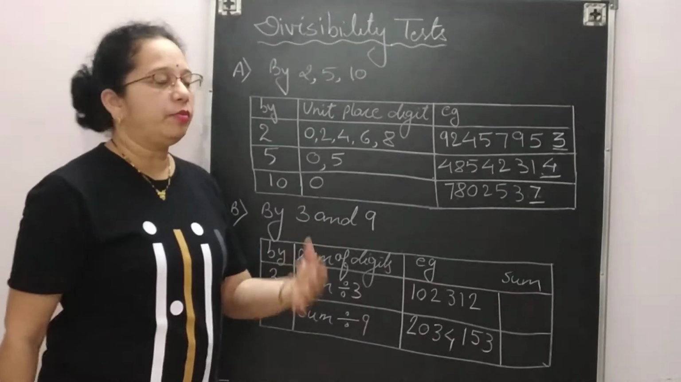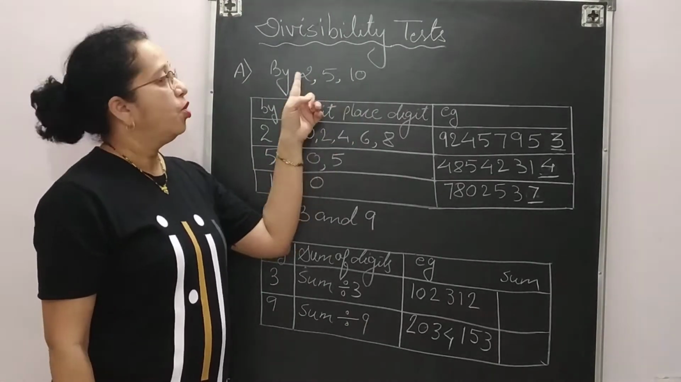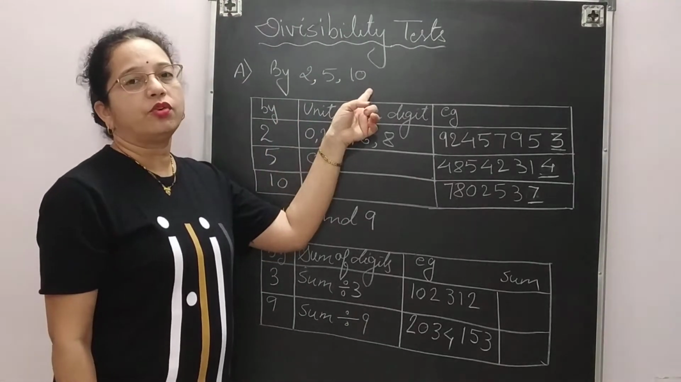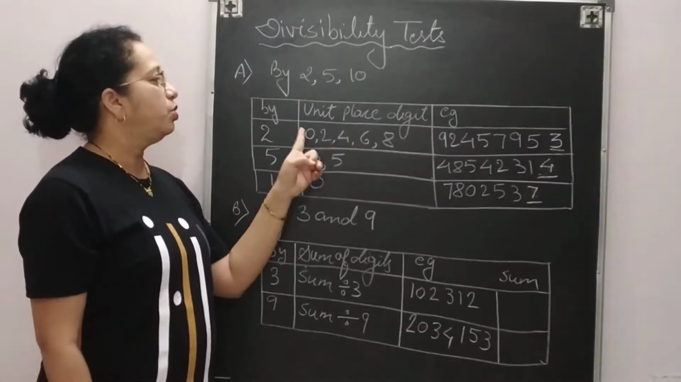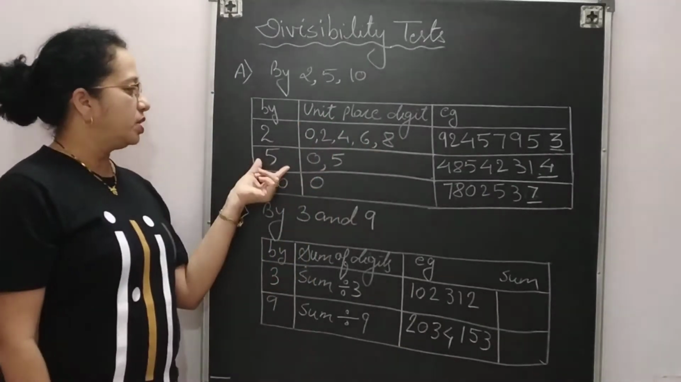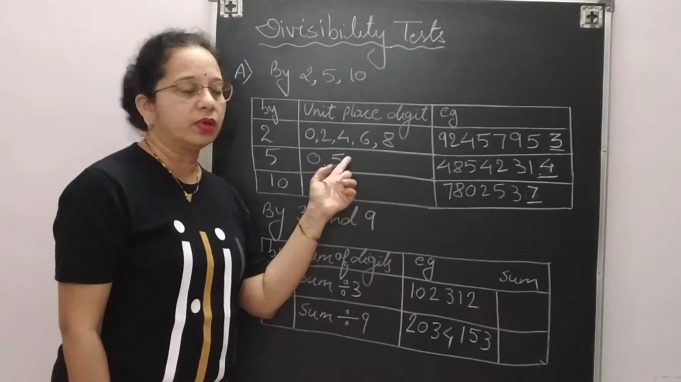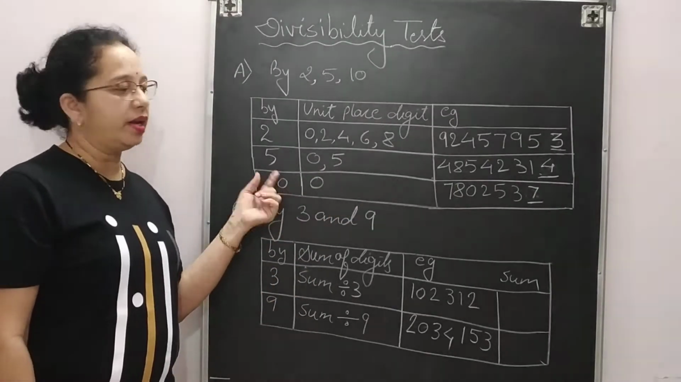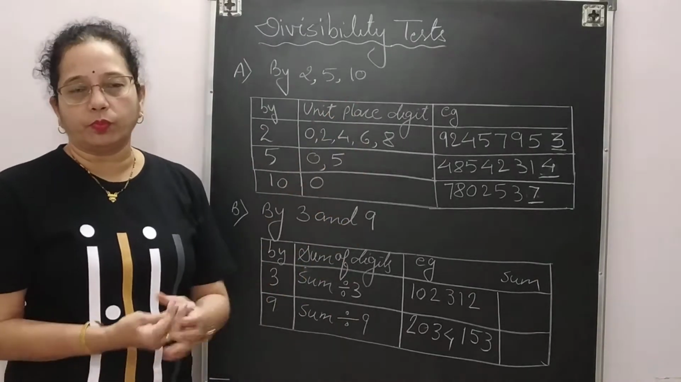So once again let me revise. Group A, divisible by 2, 5 and 10. We check unit place digit for 2, 5 and 10. A number is divisible by 2 if the unit place digit is 0, 2, 4, 6, 8. A number is divisible by 5 if the unit place digit is 0 and 5. A number is divisible by 10 if the unit place digit is 0. So this is the one group.